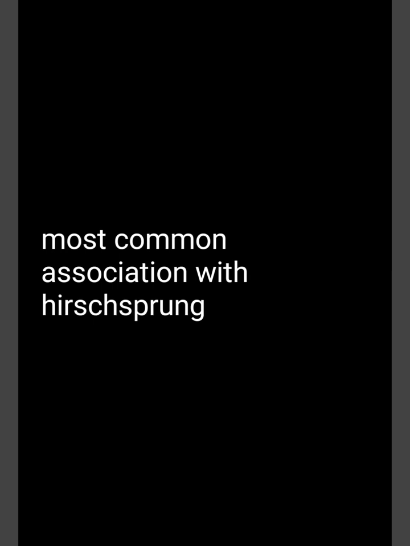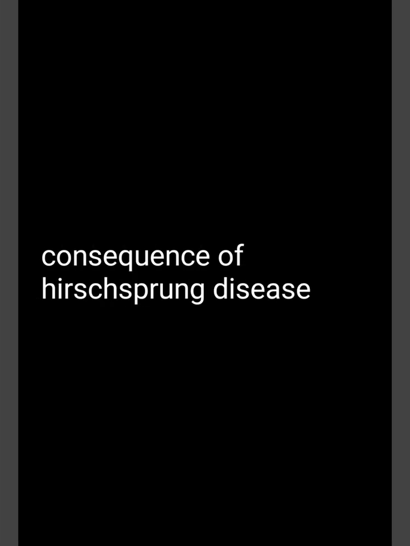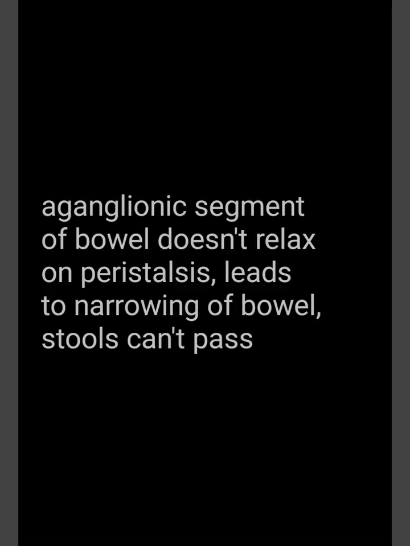Most common association with Hirschsprung: Down syndrome, although this disease usually occurs in isolation. Consequence of Hirschsprung disease: the aganglionic segment of bowel doesn't relax on peristalsis, leads to narrowing of bowel, and stools can't pass.